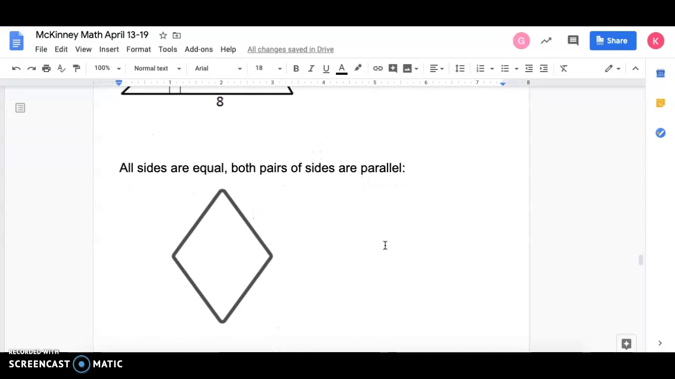All right, next. All the sides are equal in this shape. It is a quadrilateral, and both pairs of sides are parallel. So all of these are equal to each other, and this is parallel to this, and this is parallel to this. Which of the following choices is the best name for this shape?